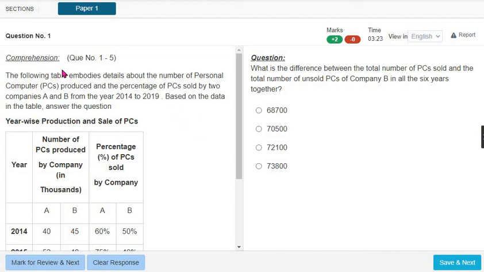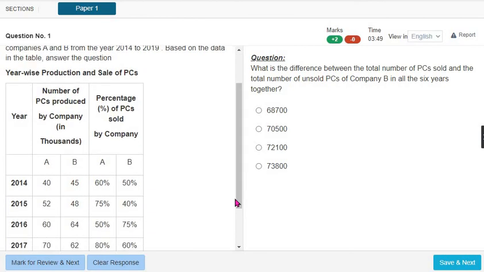MCQs comprehension. The following table embodies details of the number of personal computers produced and the percentage of PCs sold by two companies, A and B, from 2014 to 2019. What is the difference between the total number of PCs sold and the total number of unsold PCs of company B in all 6 years together?